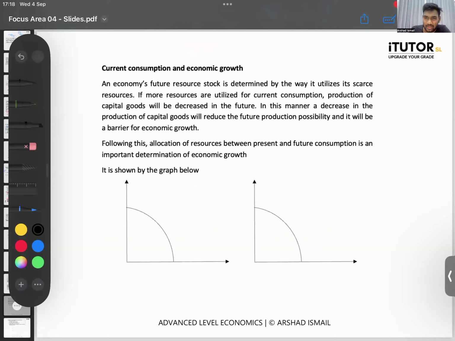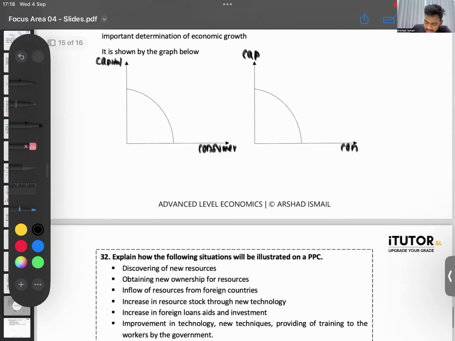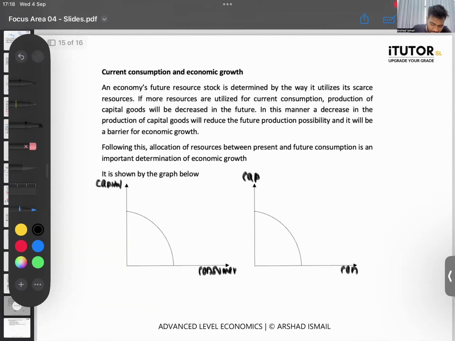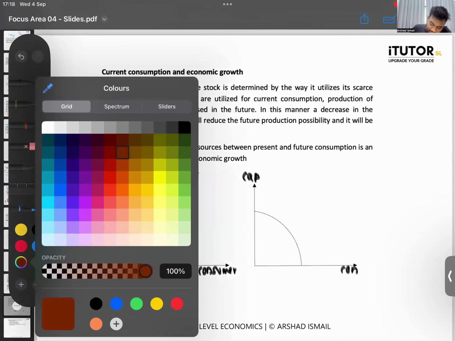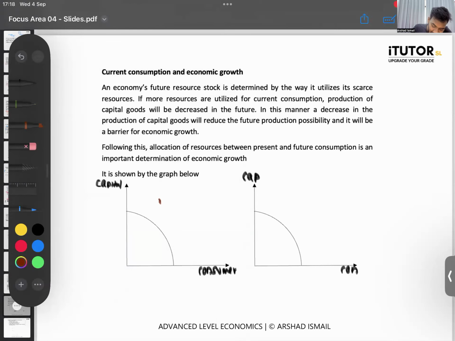Now, in general, an economy can broadly produce two types of goods. What are the two types of goods? One is capital goods. The other one is consumer goods. Capital goods and consumer goods. So let's take an example: this is India, and let's say this is Sri Lanka.